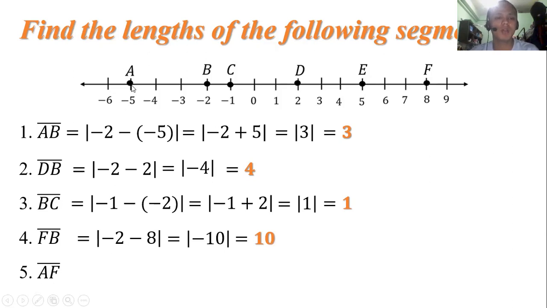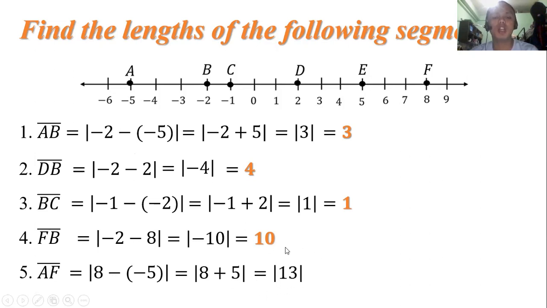So what about this one? From A to F naman. Number 5, from A to F. Your F here is positive 8 minus your A, which is negative 5. Nagba-minus tayo lagi dito. 8 minus negative 5 or 8 plus 5, that would be equal to 13. Then absolute value of 13 is 13.